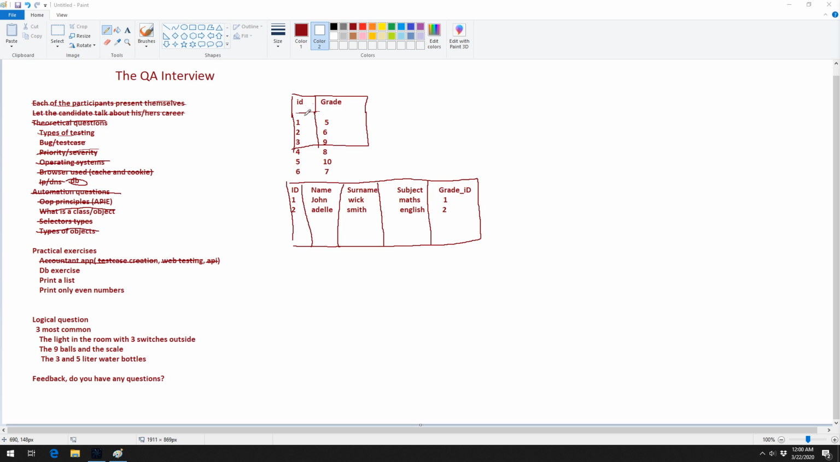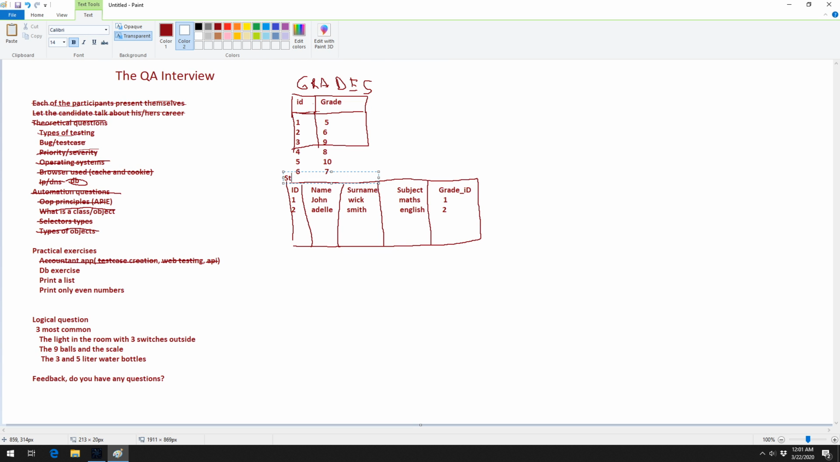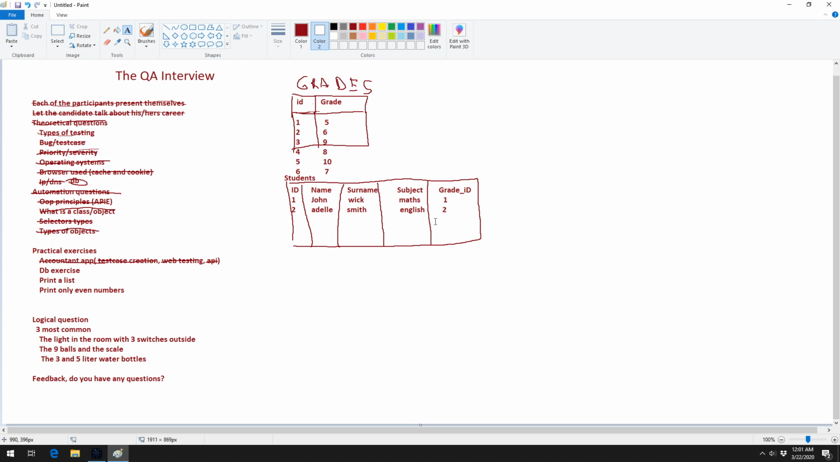Okay, now you have these two tables. This is the, let's say, grades. Oh, bad handwriting. And this is the, let's say, students. Okay, I'm not gonna ignore this. Sorry for the background. Students. Okay, and for example, as I mentioned, this is a DB exercise.